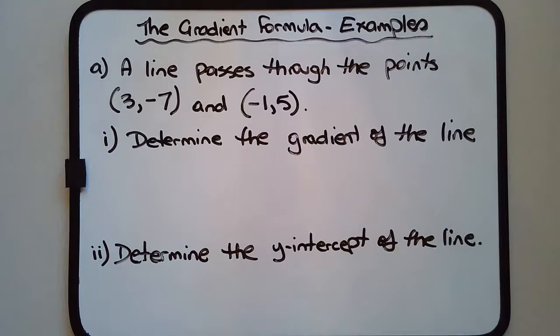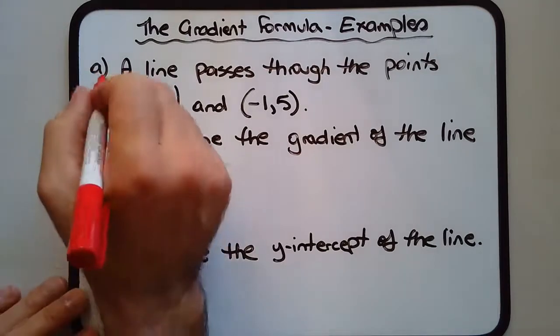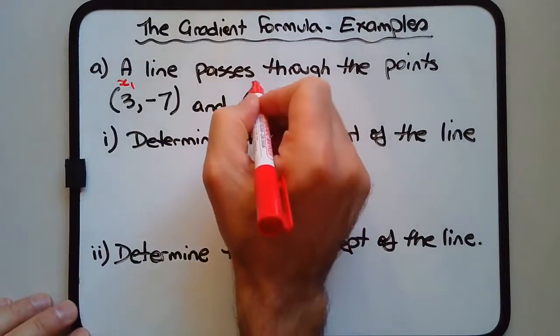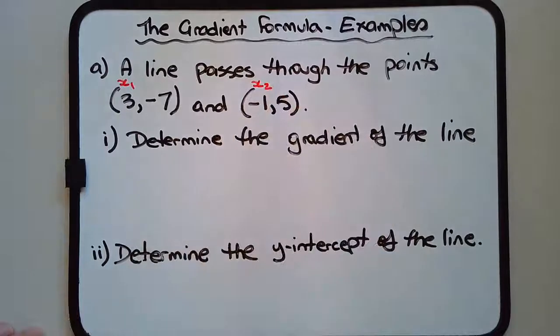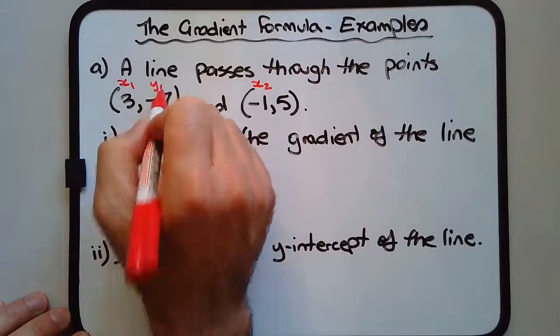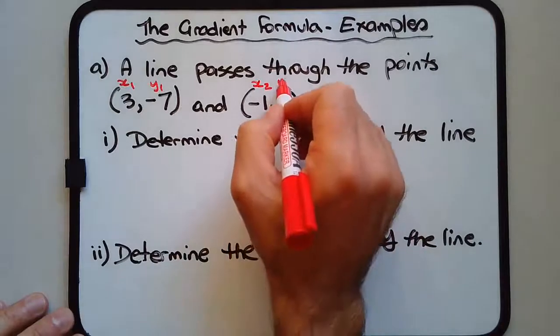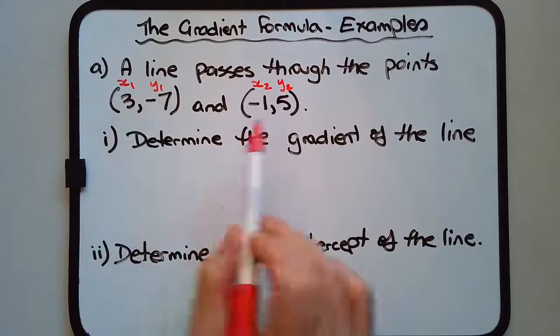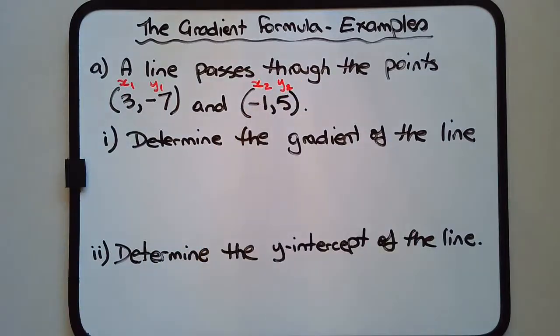All you need to do is label these points, and as long as you use the formula correctly with the correct labels, it doesn't matter which one you label first, as long as the x1 and the y1, and the x2 and the y2, stay together. That's the key. So let's call this x1, this one x2, this -7 is y1, and the 5 here is y2. Notice that x1, y1 must stay together, and x2, y2 must stay together.